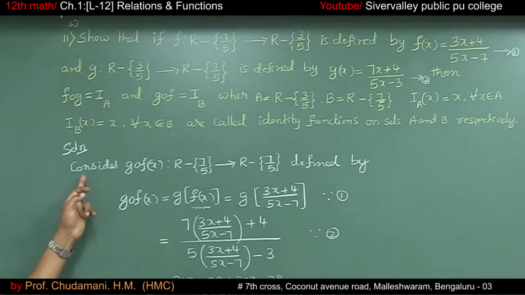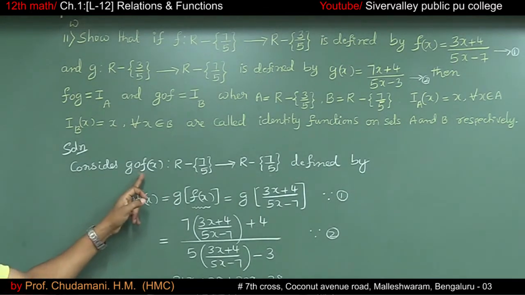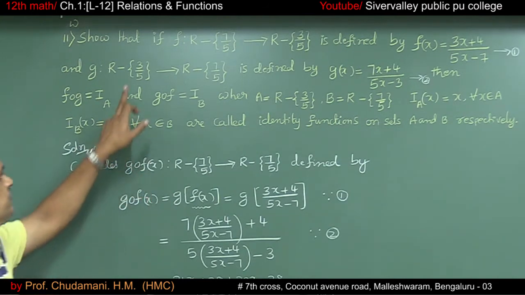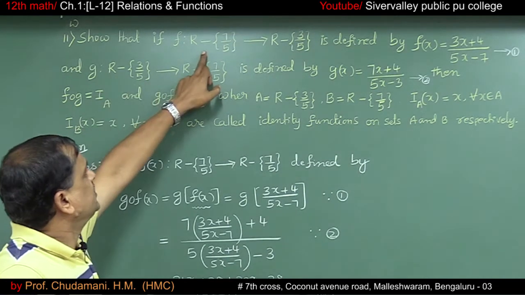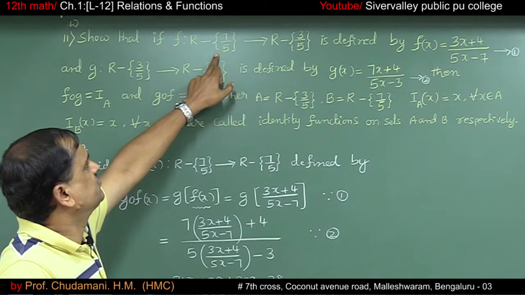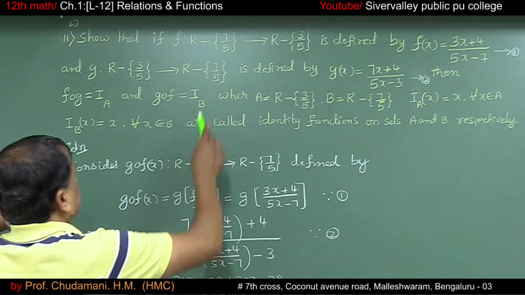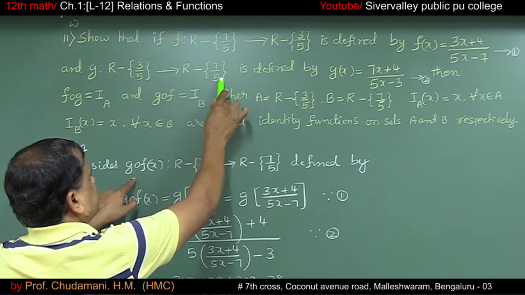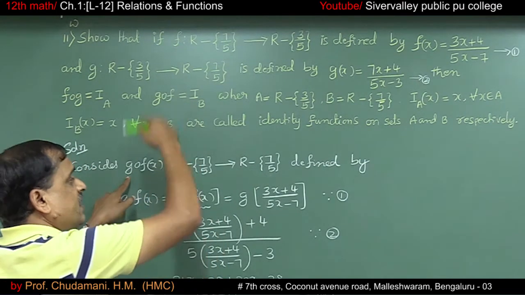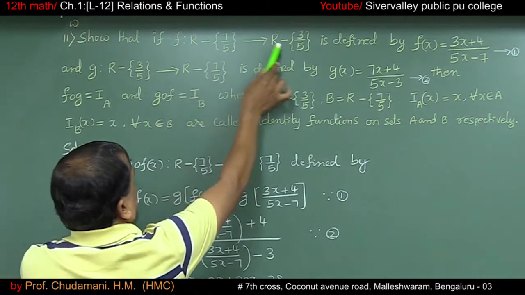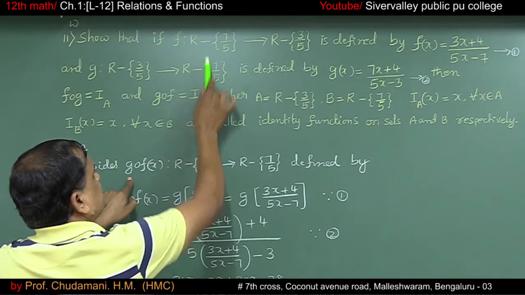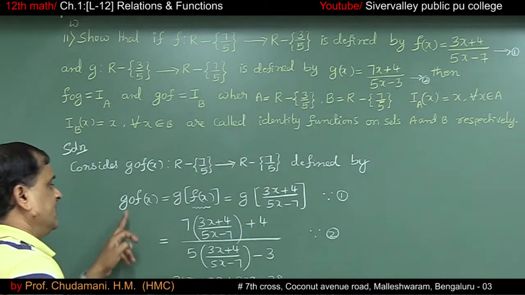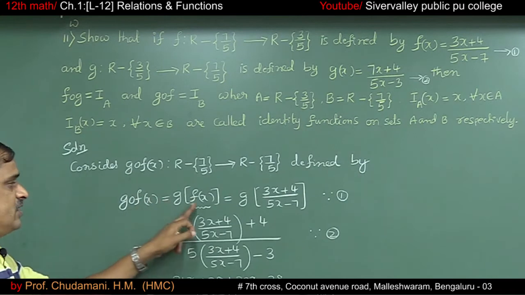Solution. Consider g∘f of x. Here we operate f first. In f, the domain is the set of real numbers except 7/5, and the range is the real numbers except 7/5. A goes to B, B goes to C, so A goes to C. So g∘f is defined from the set of real numbers except 7/5 to the same set, by g of f of x.